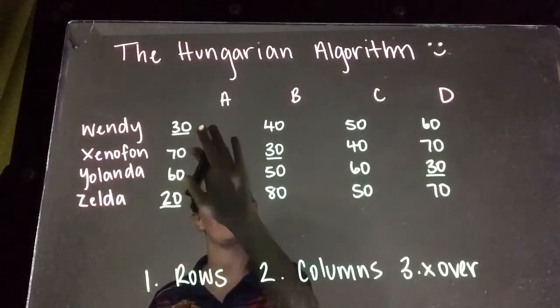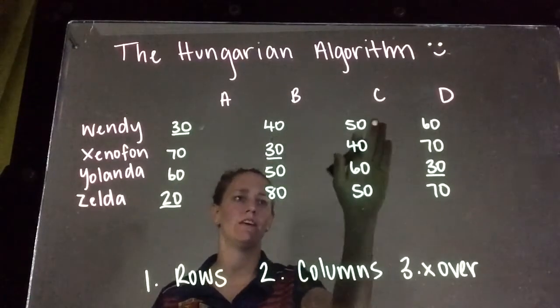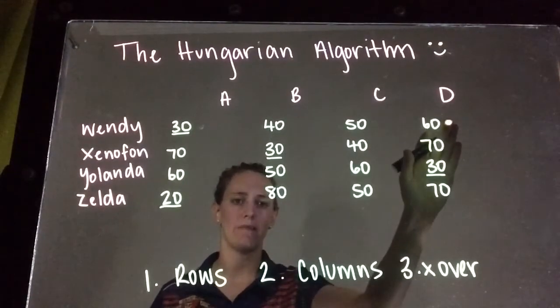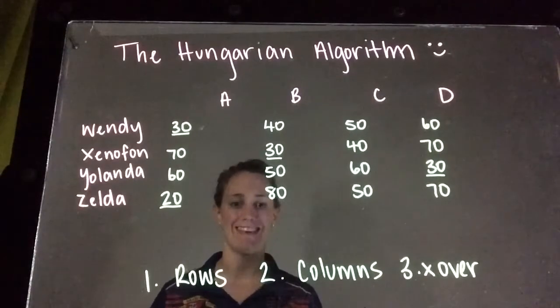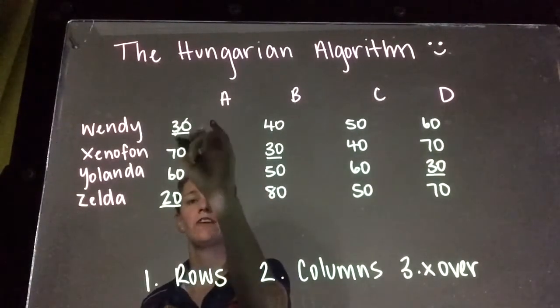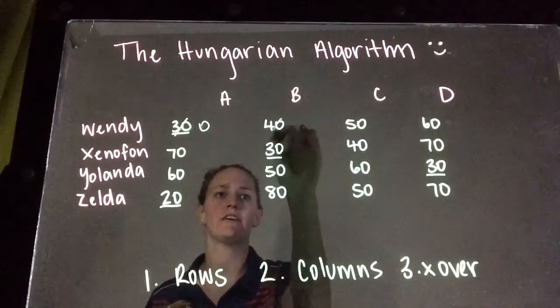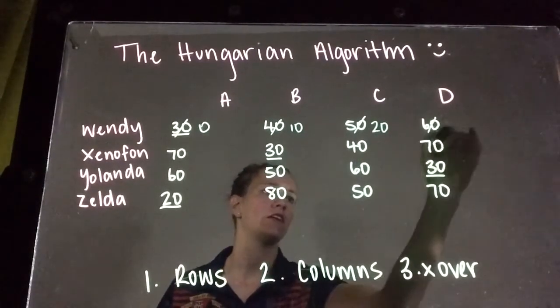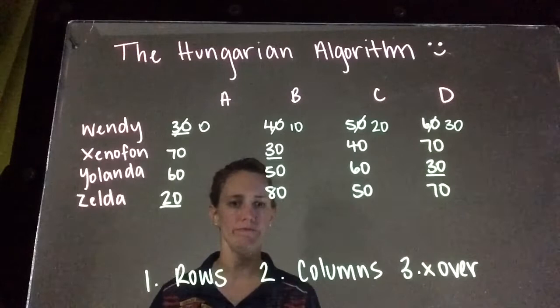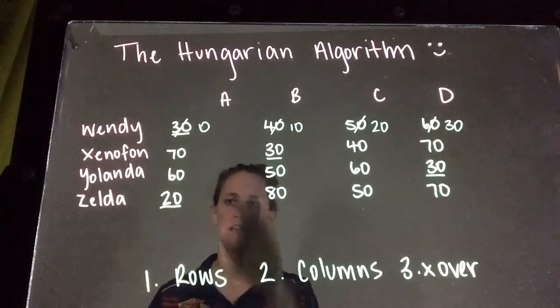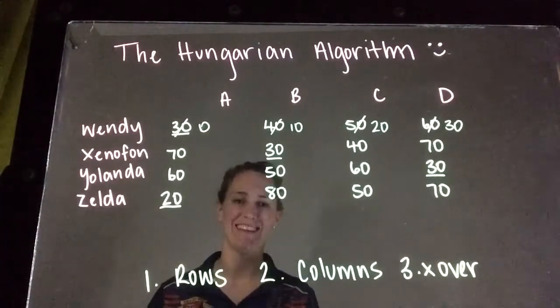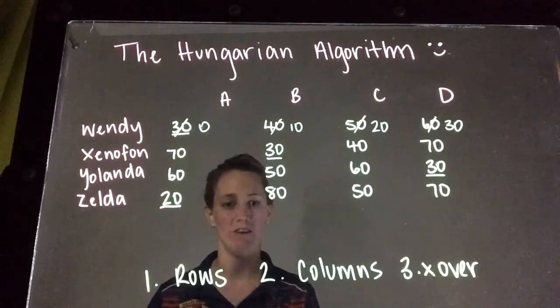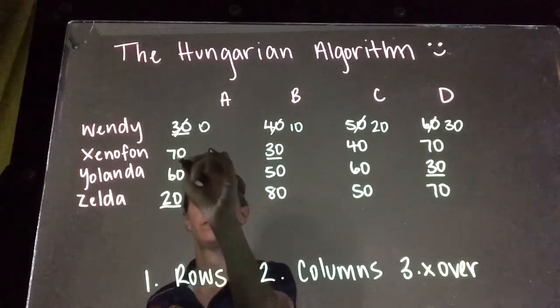So 30 minus 30, 40 minus 30, 50 minus 30, 60 minus 30. I'm going to do that the same for each row. So for example, this will turn to 0, this will turn to 10, this will turn to 20, this will turn to 30. I'd like you to take the time now to apply that method to the next 3 rows. I'm going to do that also.